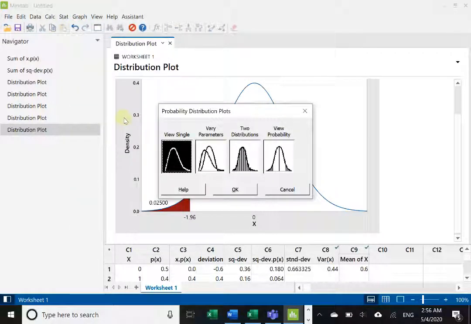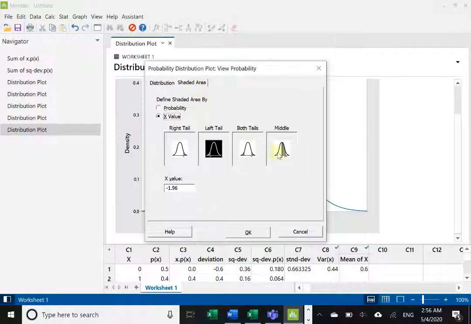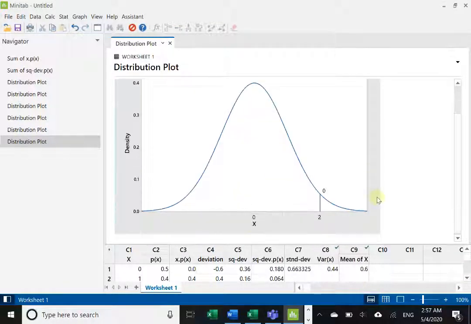I go probability between. Okay, now shaded area. Let me go x value middle. So for 2, I'm going to put the lower number 2 and the upper number 2. Between 2 and 2 means exactly 2, right? Look at that. There you go. You see that 0 in here?